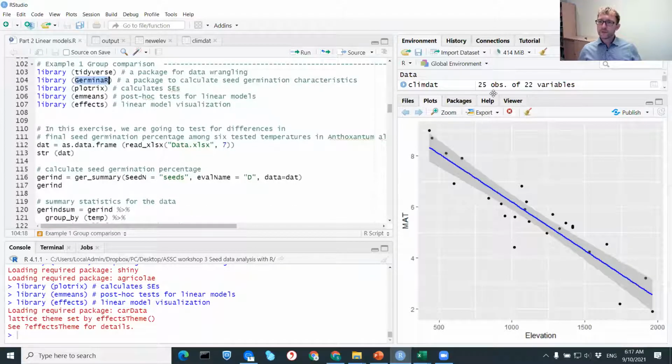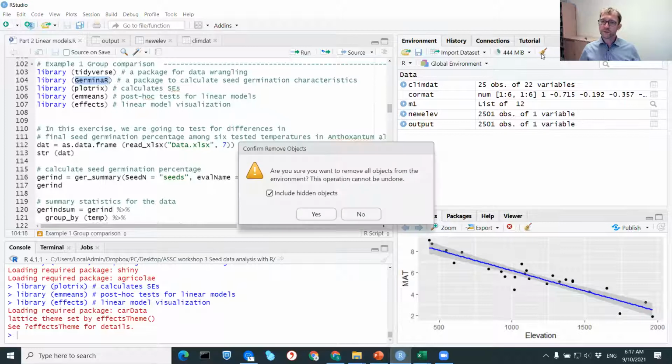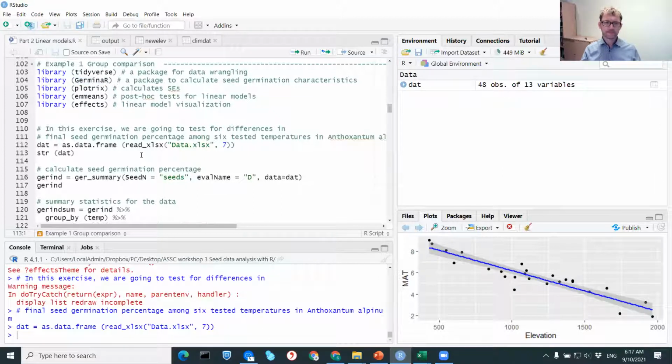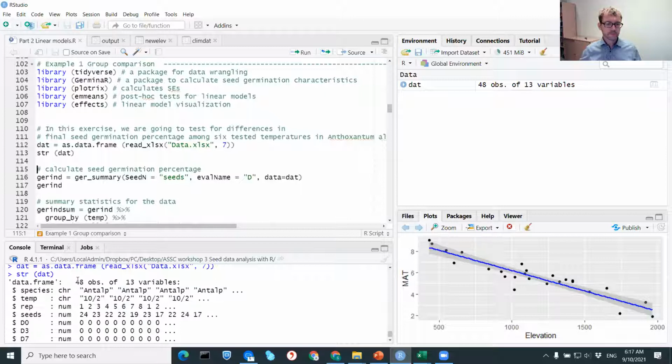Right, it's a good idea, just a little recommendation before you start working with a new data set. You clean up the environment. You simply delete everything that is hanging around here. You can even restart your R software if you like. Now we read the data. We check its structure, so everything looks fine.